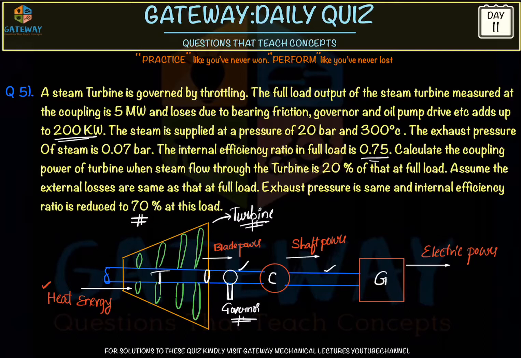Once the blade power is more, then more shaft power will be produced at the coupling. When the shaft power is more, it passes through a generator, the coil rotates at higher RPM, and it produces EMF, the electric power, at a higher rate. So we are producing more electric power, and that electric power is used by all the equipment.